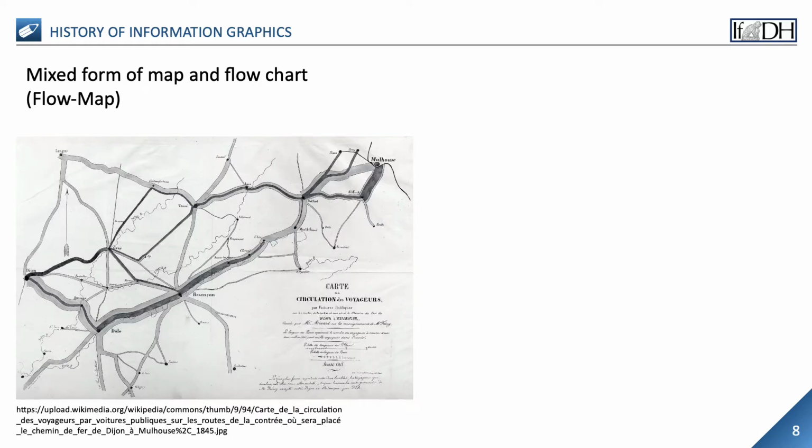As a basis for the discussion on the routing of the railway line between Dijon and Mulhouse, he had mapped the traffic volume of the already existing roads in the area in 1845 by drawing the roads in different thicknesses and also varying the brightness. This hybrid form of map and flowchart, the flow map, is also suitable for depicting changes over time.